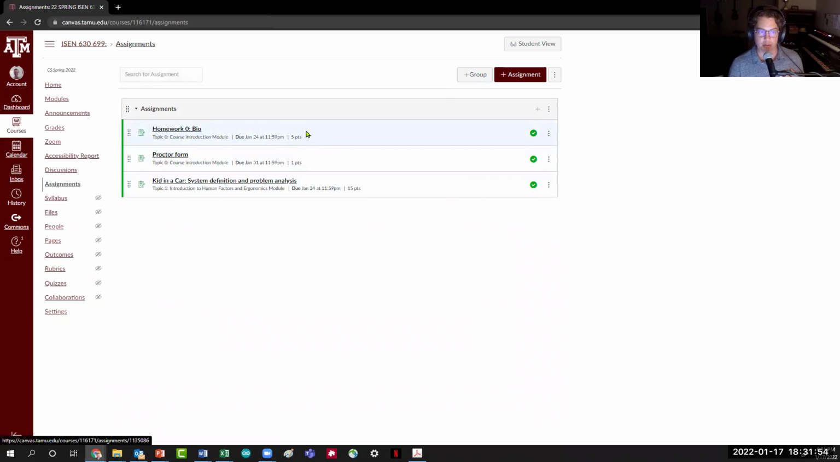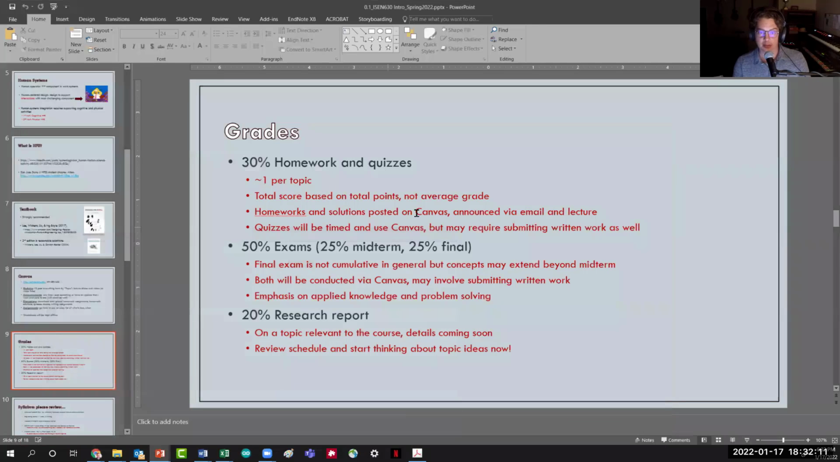So homework 0 is worth 5, and then 1 point for filling in your proctor, 15 for this. You'll see there are roughly 150 to 200 total points in that column, and I'm just doing a running total sum. So that's how those get calculated in the end. I hope that's clear enough. Yeah. Okay.